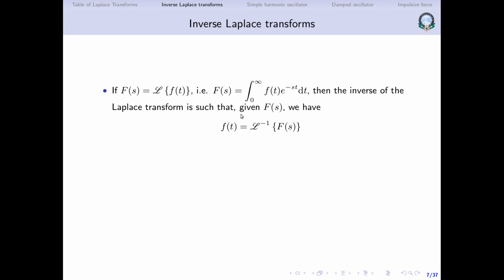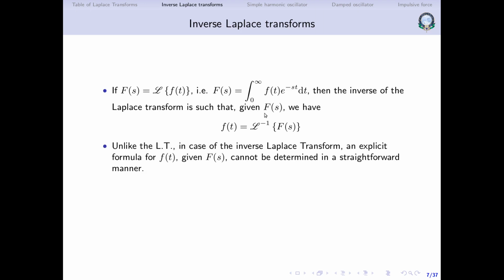Now the Laplace transform is unlike the Fourier transform, where you can have an explicit relationship like this. Explicitly we can write it as an integral. So we have the Fourier transform, and the inverse Fourier transform is very much symmetric. But unfortunately, in the case of the inverse Laplace transform, we don't have an explicit formula. It cannot be derived, it cannot be determined.